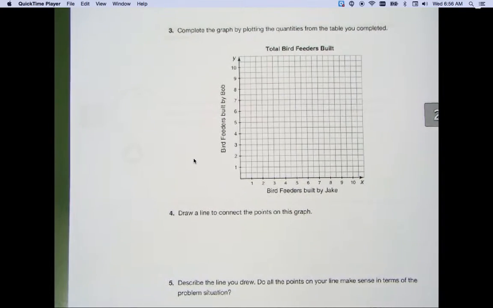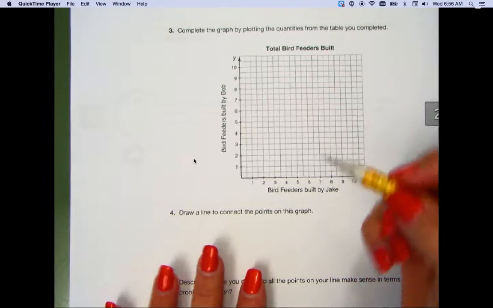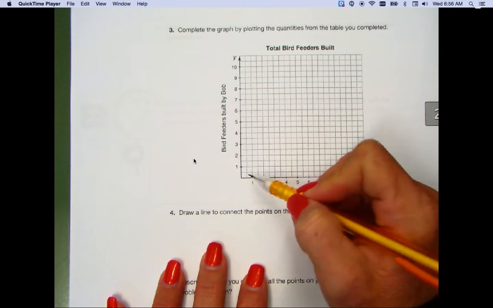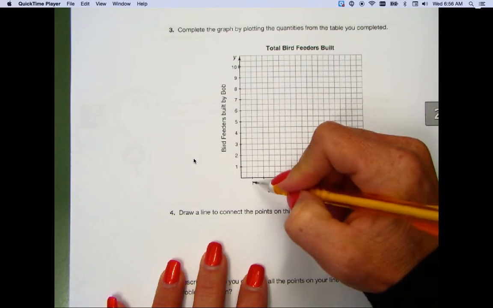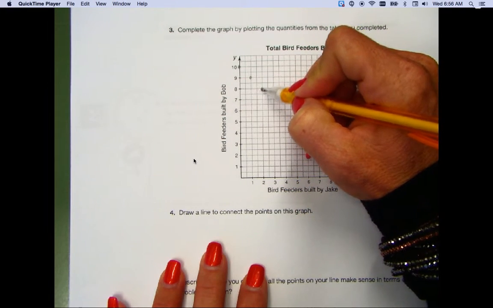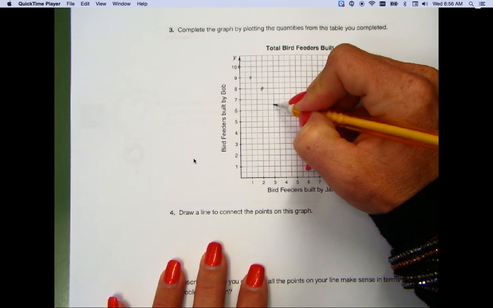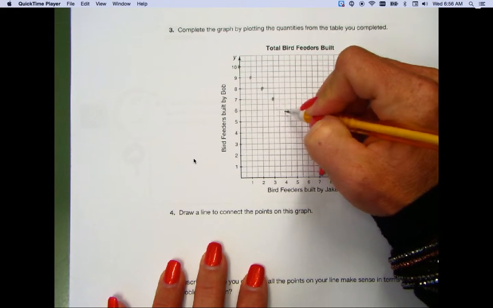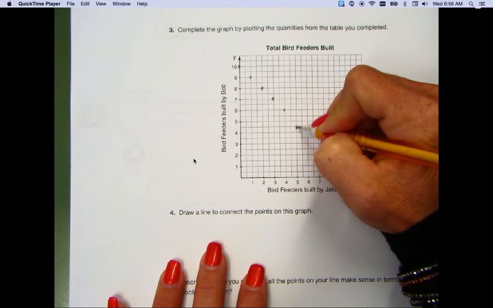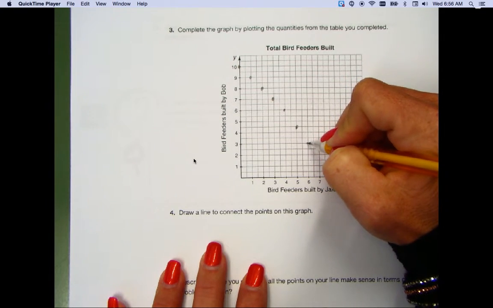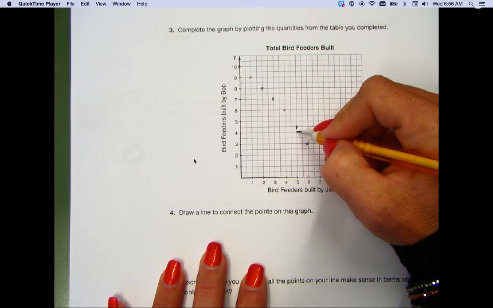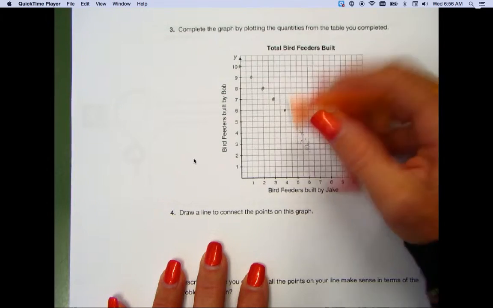Okay, so if we're going to complete the table by graphing these quantities, I'm graphing, this is built by Jake. So when Jake built 0 from the table, Bob built 10. And when Jake built 1, Bob built 9. When Jake built 2, Bob built 8. And I can keep putting these points on. I gotta make sure I keep them even.